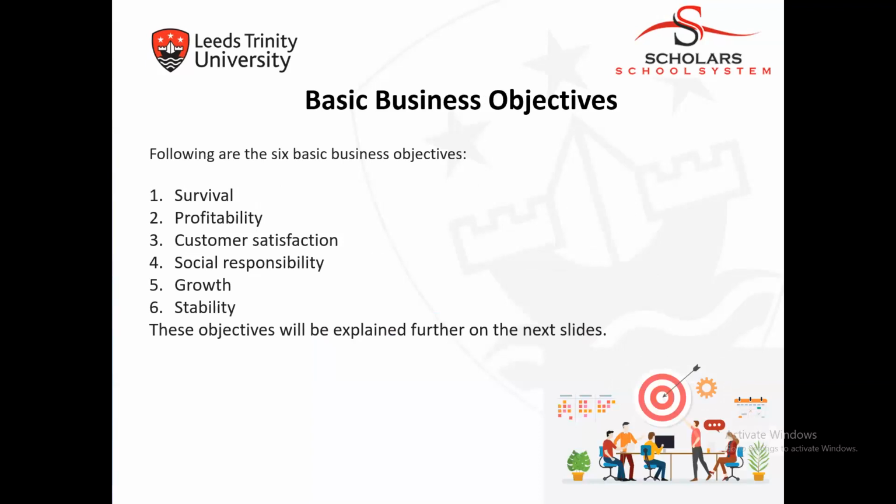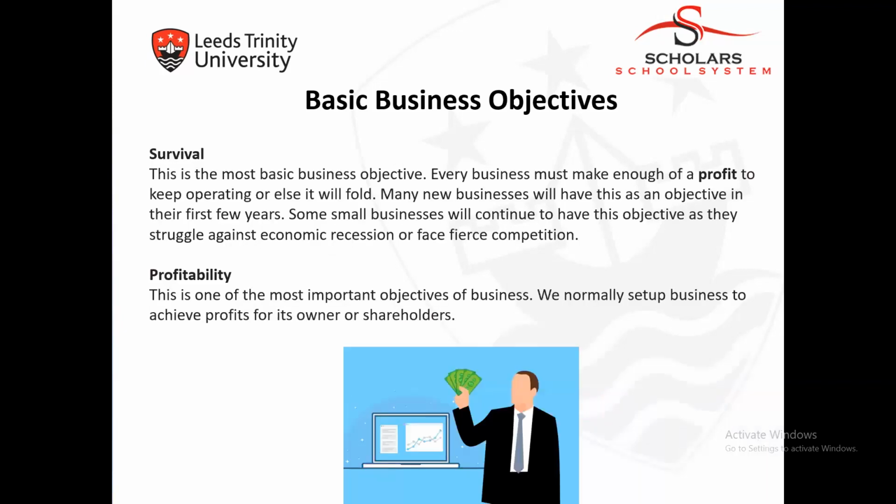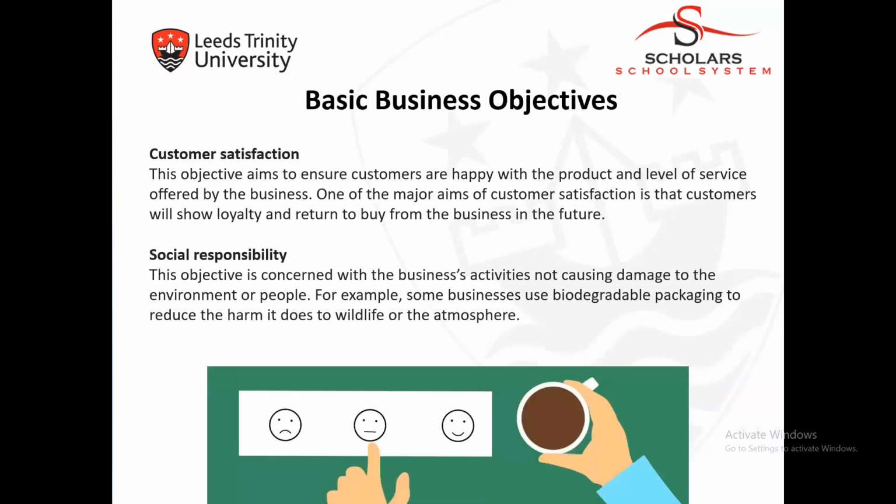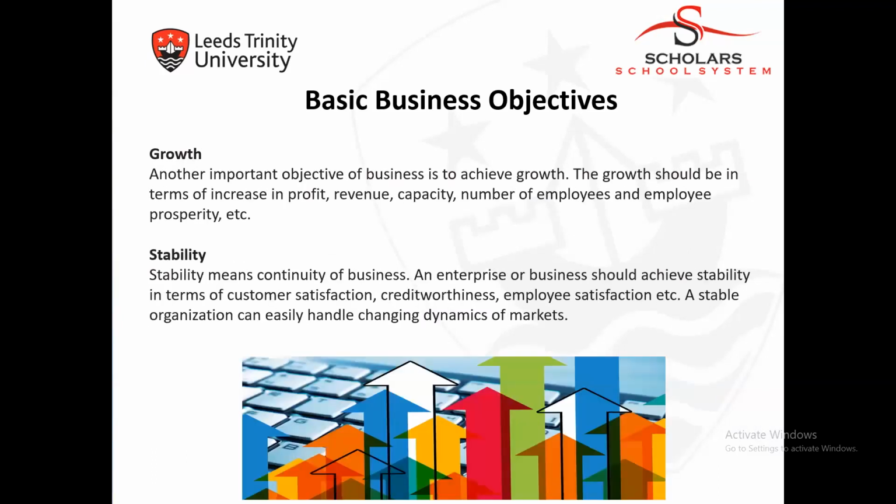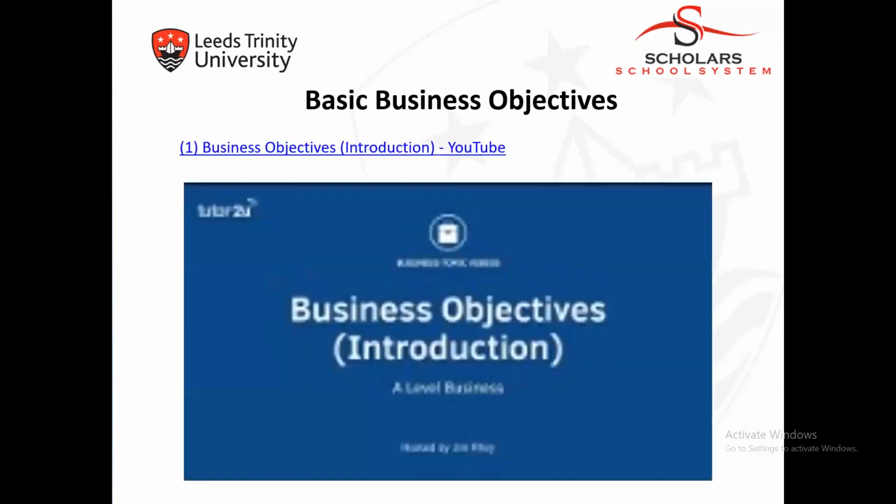Then we discussed the basic business objectives. So we discussed six of the many business objectives. These are the most basic objectives of business, which include survival, profitability, customer satisfaction, social responsibility, growth, and stability. Then in the further slides, we elaborated each of these business objectives in a little more detail, as you can see here.